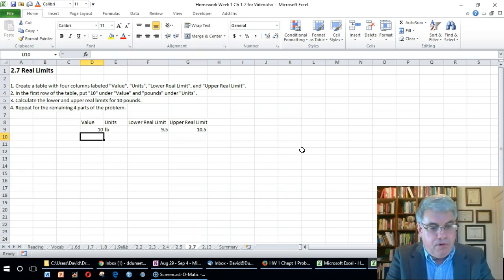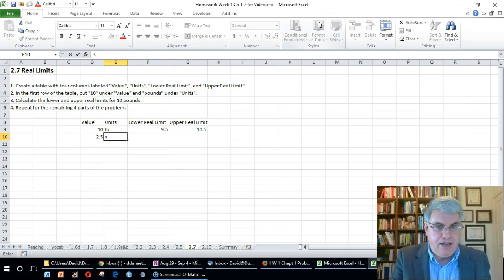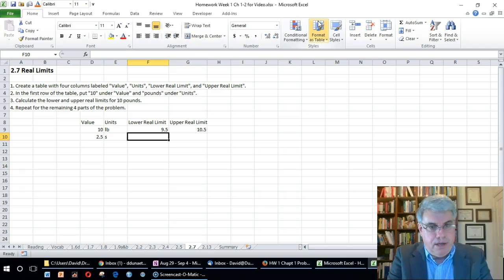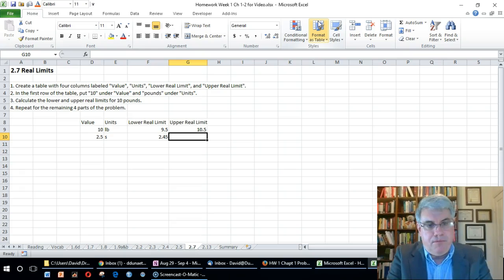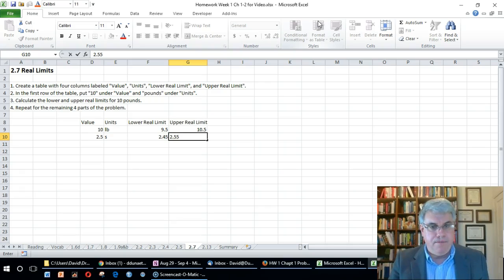B says 2.5 seconds. So the abbreviation for second is S. The lower real limit is 2.45, because that would be rounded up to 2.5. 2.44 would be rounded down to 2.4. And the upper limit would be half of a tenth of a second above it, 2.55. Anything up to 2.55 would be rounded down to 2.5.